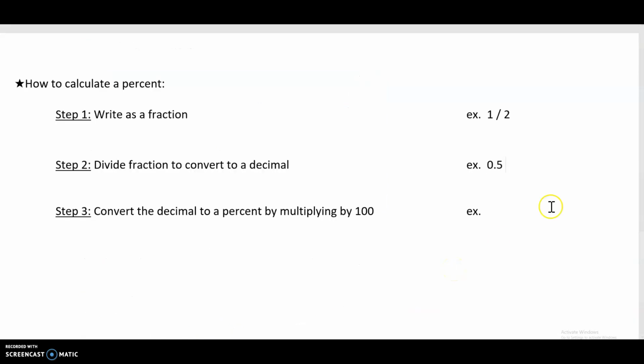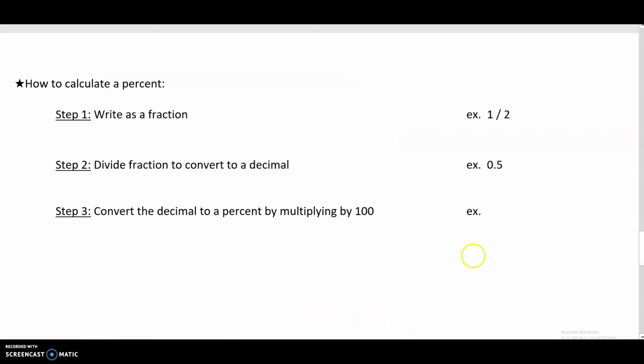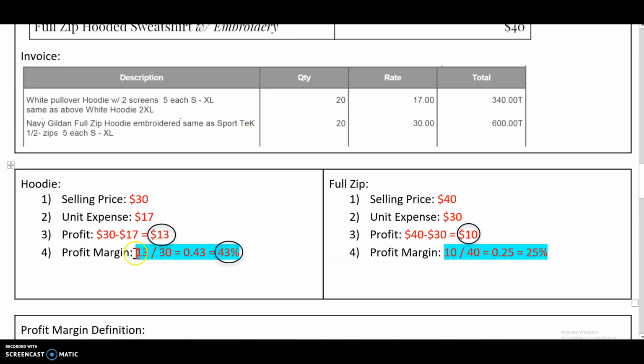And then you're going to multiply by 100 to convert that to a percent. So this is not 5%, it's 50%. That's often a common mistake. You may want to note that 0.5 is not 5%, it is 50%, pretty common mistake. So that's just the mathematical skill that will help you calculate the profit margin, which I went over above here. Write it as a fraction, decimal, then percent.